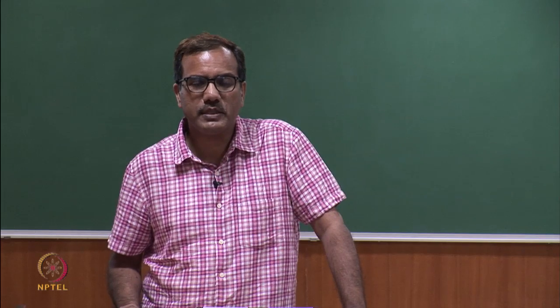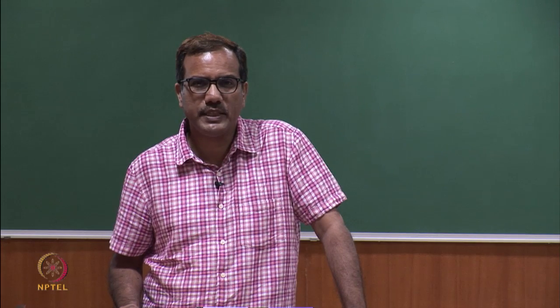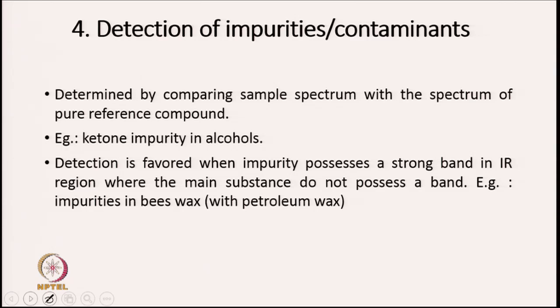Apart from these three, we can also detect impurities and contaminants, and this is very important particularly for looking at the quality of the sample. Generally, what we do is we compare the sample spectrum with the spectrum of a pure reference compound, and by that we can know whether there is an impurity or not.